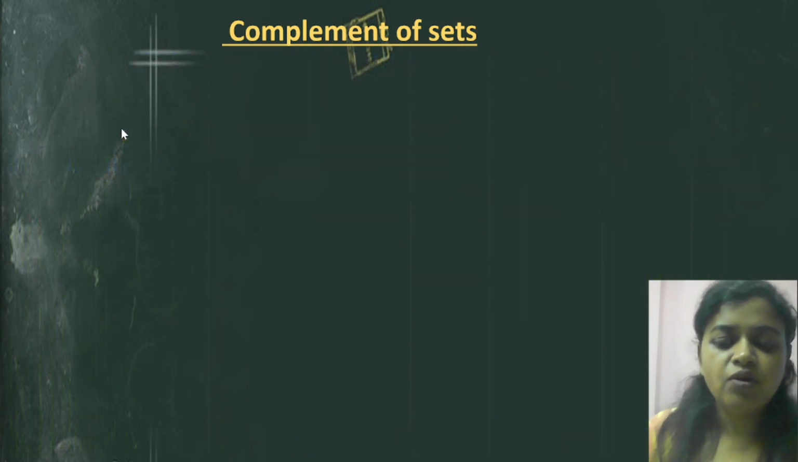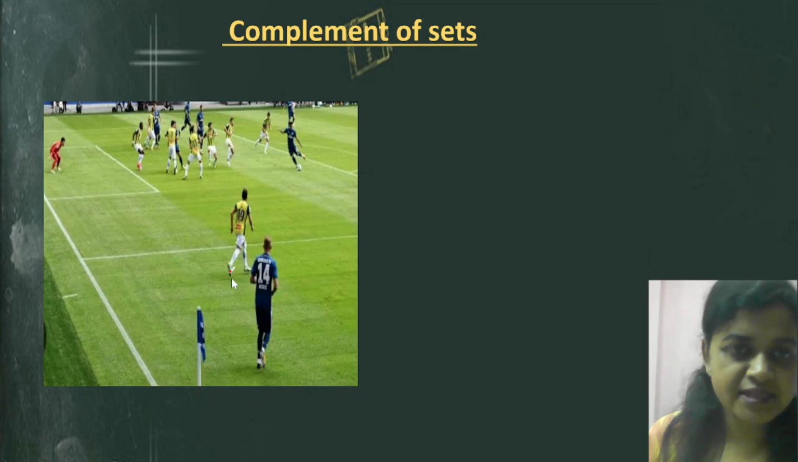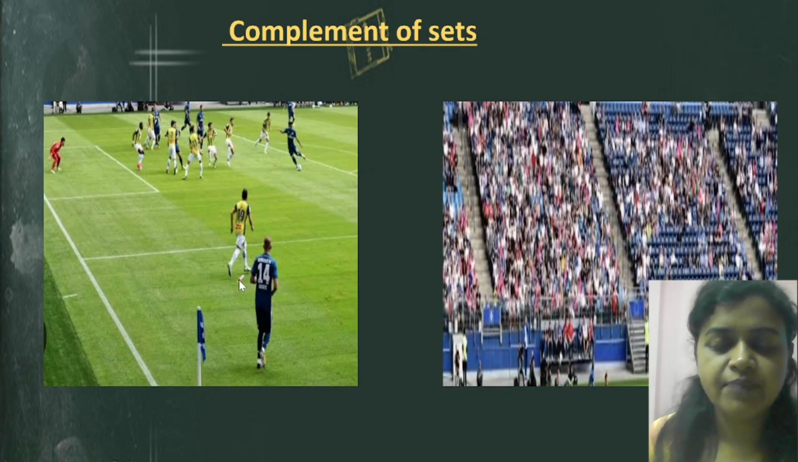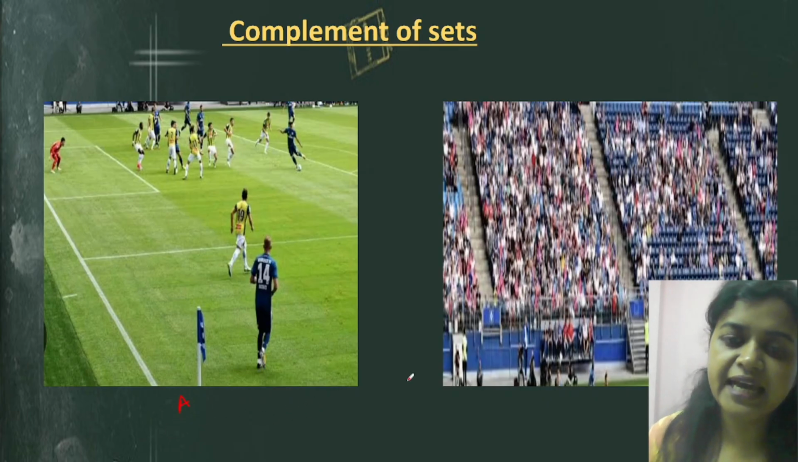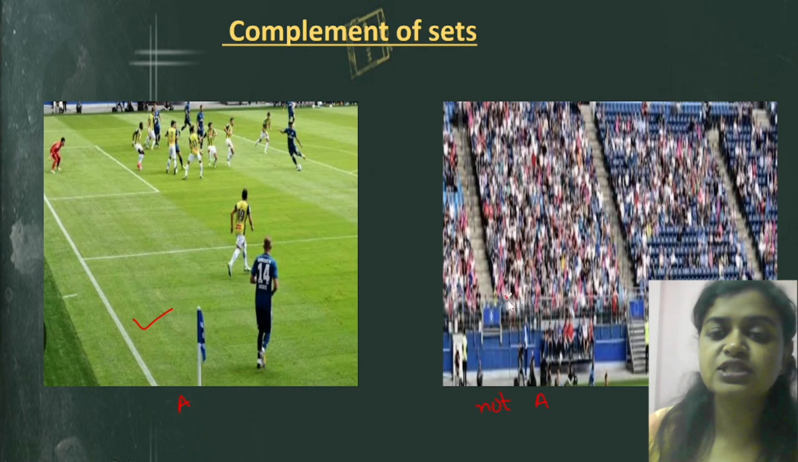Now suppose there are basically two parts. One part is the footballers, that is the players, and another part is the audience and other persons involved in this game. So there are two parts. Let us consider this as a set A, and this is not A. So this is A and this is not A.